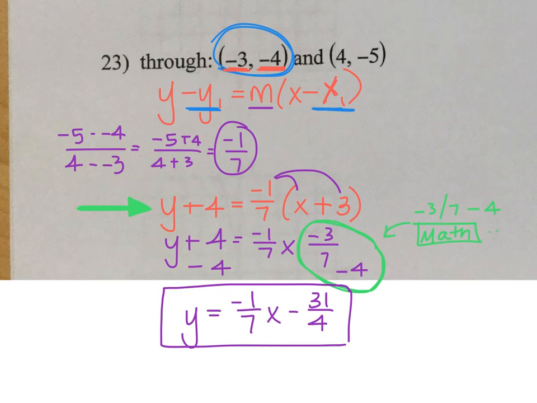Oh, and not over 4. That's wrong. Over 7. Oh, it's not an eraser. Don't laugh at me. All right, over 7.